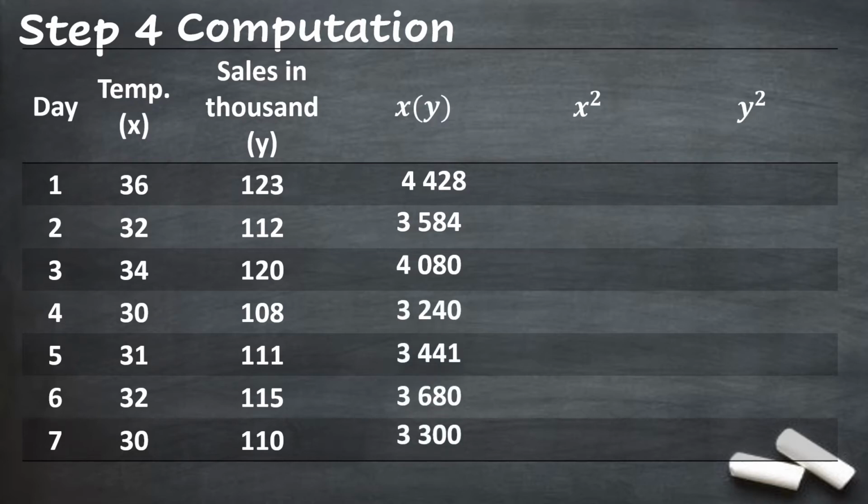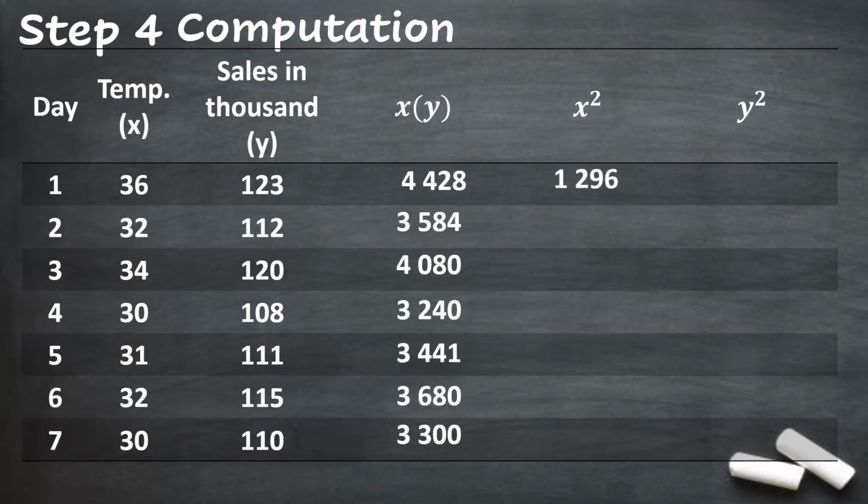Next is we get the values for the x squared. So all you have to do is focus on the values in the x column, or the values in the temperature, and then all you have to do is multiply it to itself. Now, for example, in the first row, we have 36 as the first x value. So 36 times 36, the answer is 1,296.